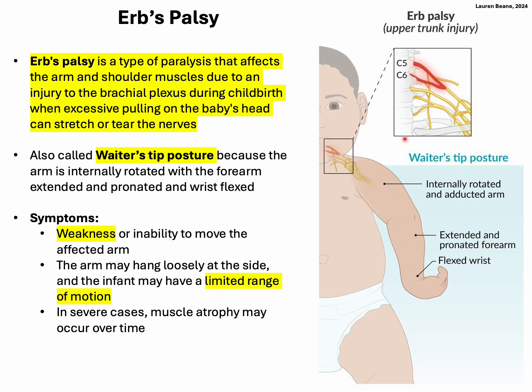Erb's palsy. So it's also called waiter's tip because the arm is positioned in this way and the wrist will tend to be flexed as well. So like someone reaching back to receive money from someone, waiter's tip. So it leads to weakness and inability to move the arm the same way as a normal arm, limited range of motion, may even have atrophy.